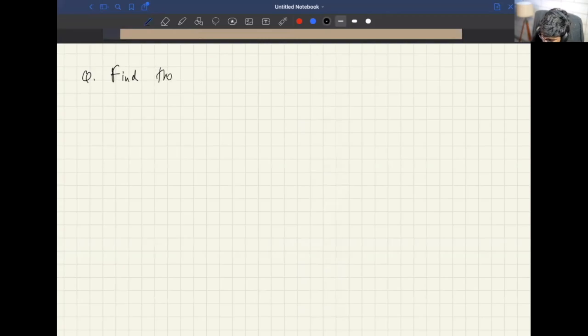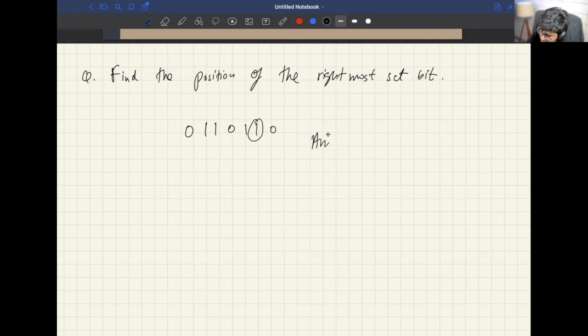So the question is, find the position of the rightmost set bit. So basically, if you're given something like 0 1 1 0 1 1 0, looking from the right towards the left, which is the first bit that is 1? So the second bit is 1, so the answer is 2. How do we do that?